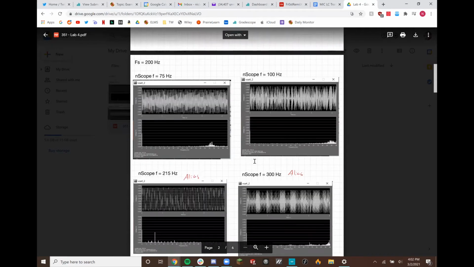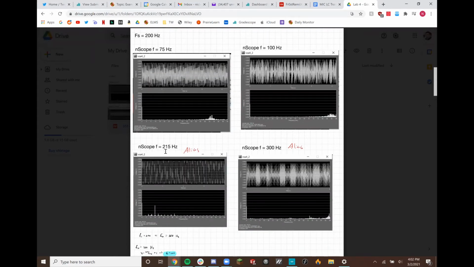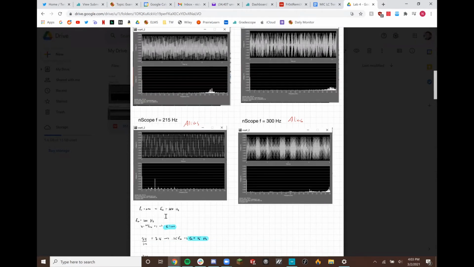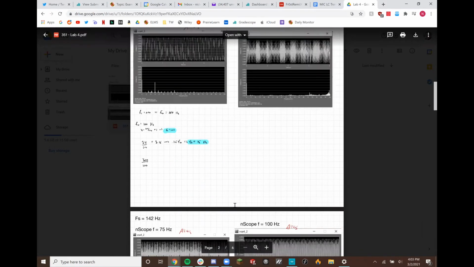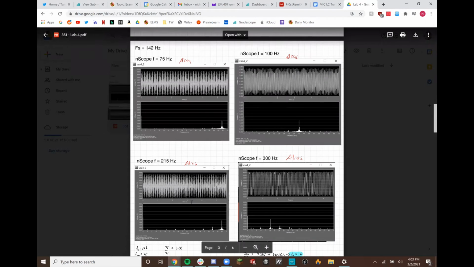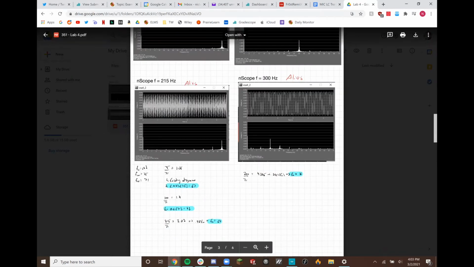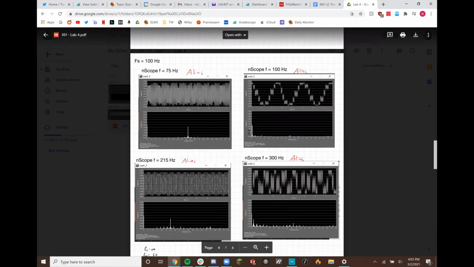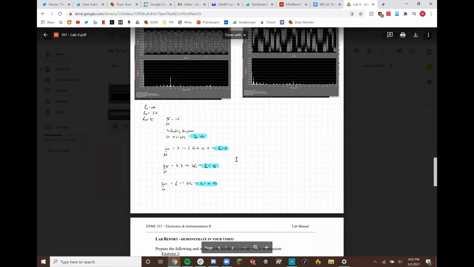Moving on to sample rate of 200, I had both of the 215 and 300 Hertz input frequency alias, as noted here. For 142, I had all 4 of them aliasing, and I have all 4 alias frequencies here. And for 100, I also had all 4, and then they can be found here.